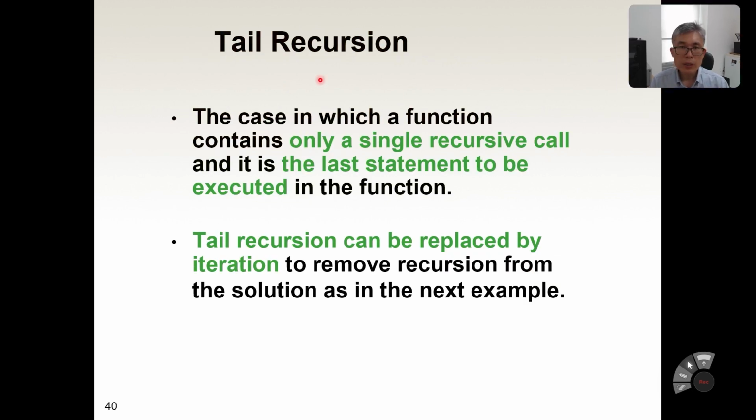Now tail recursion. In the tail recursion case, the recursive call is always the rightmost one, the case in which a function contains only a single recursive call, and it is the last statement to be executed in the function. Therefore, tail recursion can be replaced by iteration to remove recursion from the solution, as in the next example. So basically, we can transform the recursion version to an iterative version.